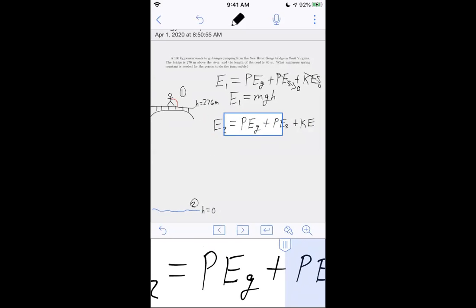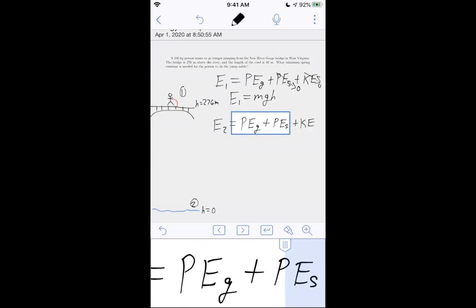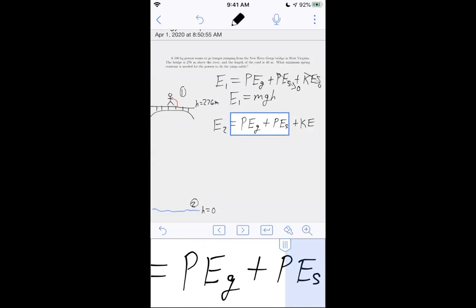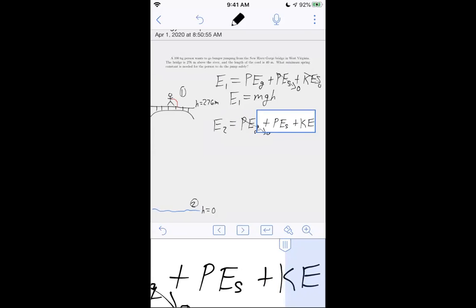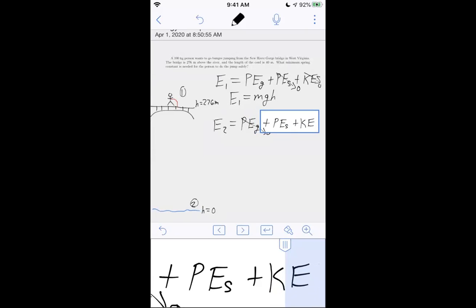Okay, so when you're at point 2, you're at the point where the height is equal to 0, so the potential energy due to gravity would be mg times 0, so that term is going to be 0. The potential energy due to the spring from the bungee cord: the spring is stretched there, so we are going to have that.